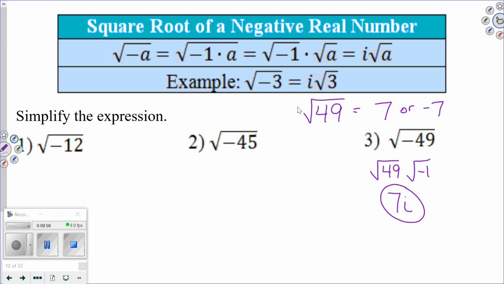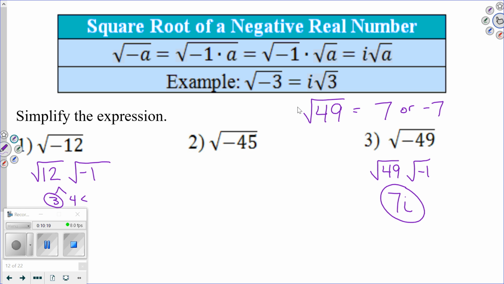So again, number 1, if we come back to this one, if there's a negative under there, I can separate that. I can pull that off to the side to get it out of my way so I can still deal with the other part of it. So square root of 12, it's not perfect, but we can do our factor tree.